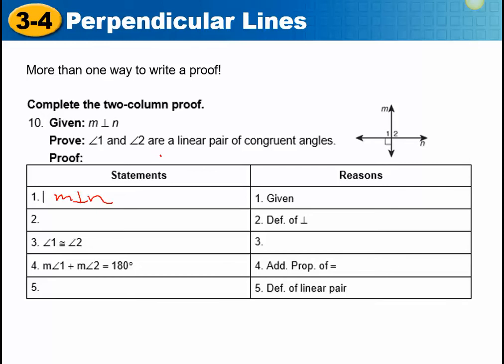So we have that. We also know, let's see, do we have any other givens? No other givens. But we know that the measure of angle 1 is going to equal 90 degrees. And we also know that the measure of angle 2 is equal to 90 degrees, because they're perpendicular, so they must be 90 degrees. All right. Angle 1 is congruent to angle 2. How do we know that?